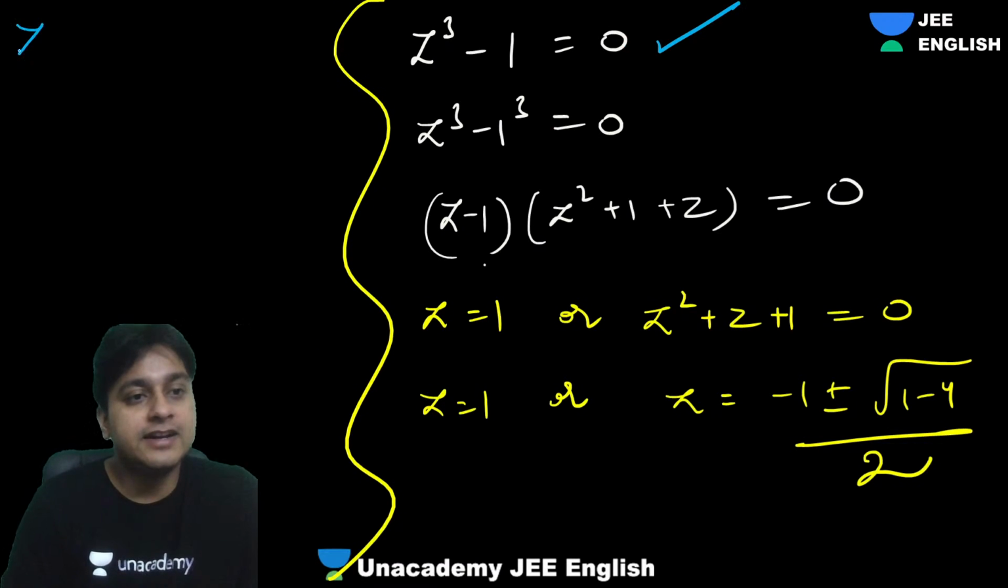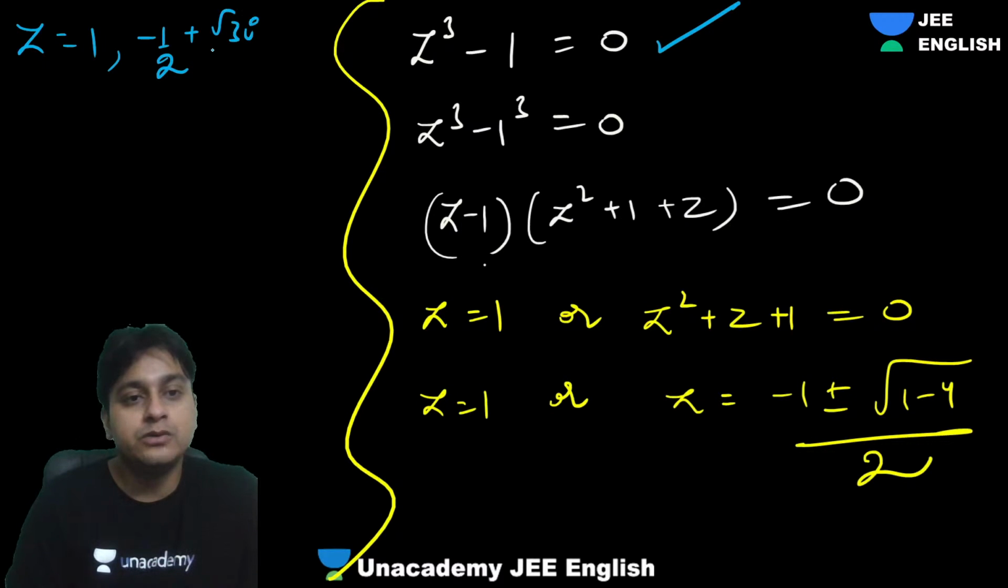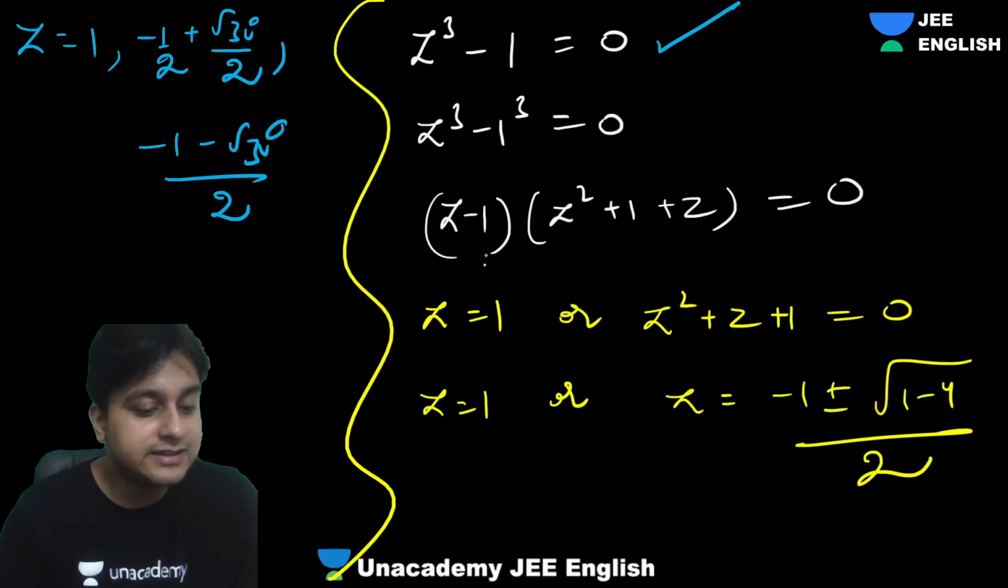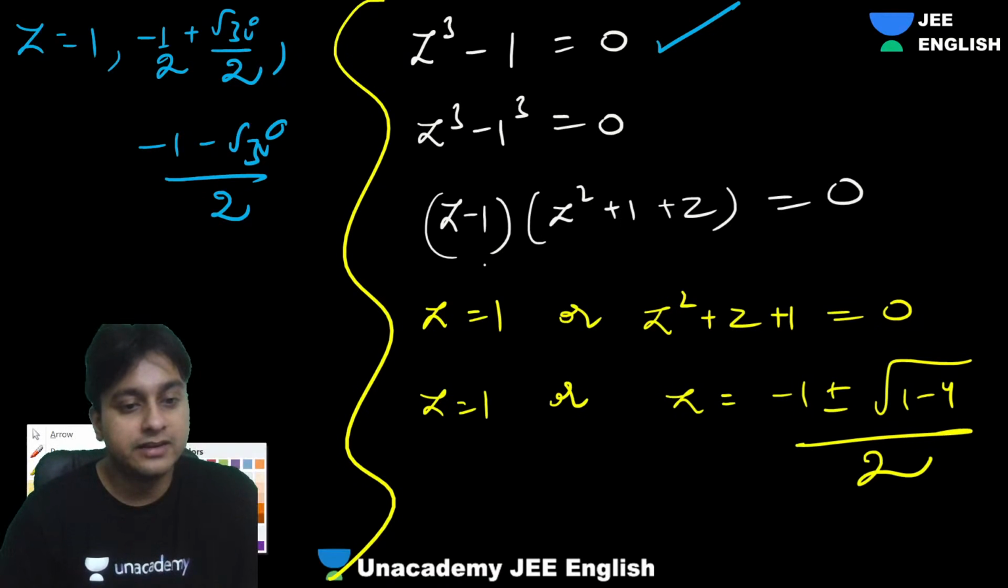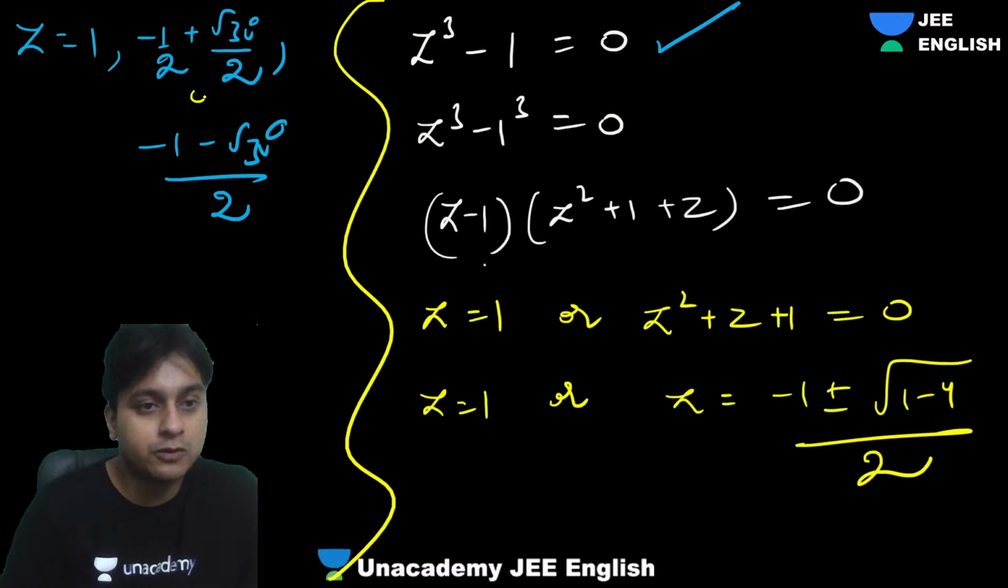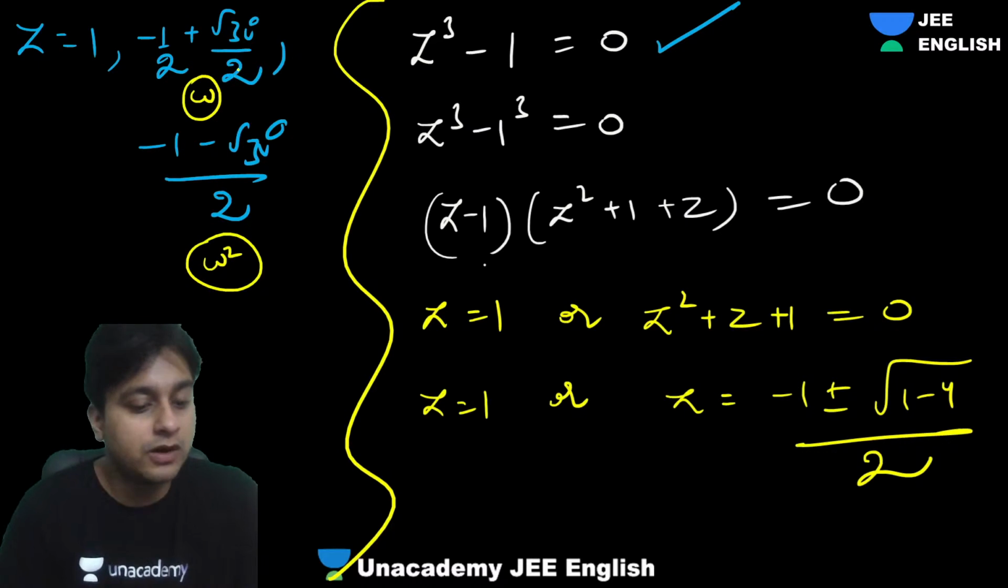So z equals 1, and also from here we get minus 1 by 2 plus root 3 iota by 2, or minus 1 by 2 minus root 3 iota by 2. This is nothing but called omega, and this is called omega square. For your information, this thing over here is called omega and this thing is called omega square.